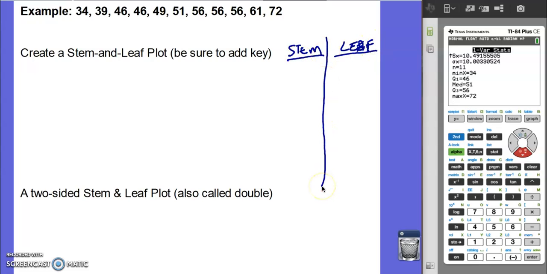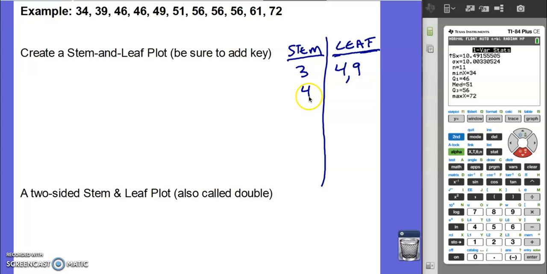All right, so a stem and leaf plot: you basically have the last digit in the leaf, and the stem is the first part. So notice you have 34, and then you have 39. Again, the stem is the first part, and the leaf is the last part. So that literally represents 34 and 39.